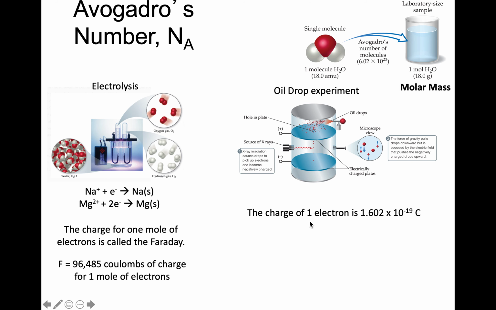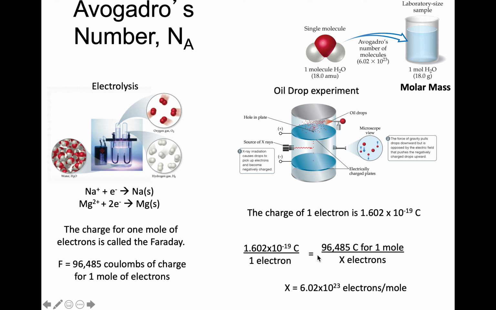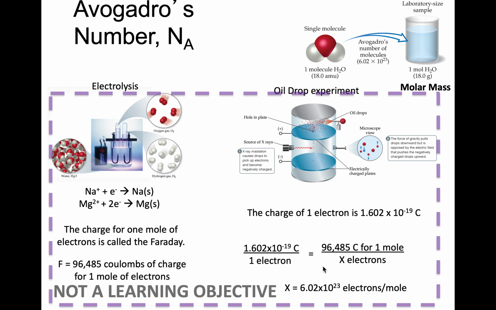So within the oil drop experiment, Millikan determines the charge of one electron. Then he can set up a ratio and figure out how many electrons were there in that mole. So this is not a learning objective. This won't be on your test, but I think it's really amazing. This is where that value comes from.